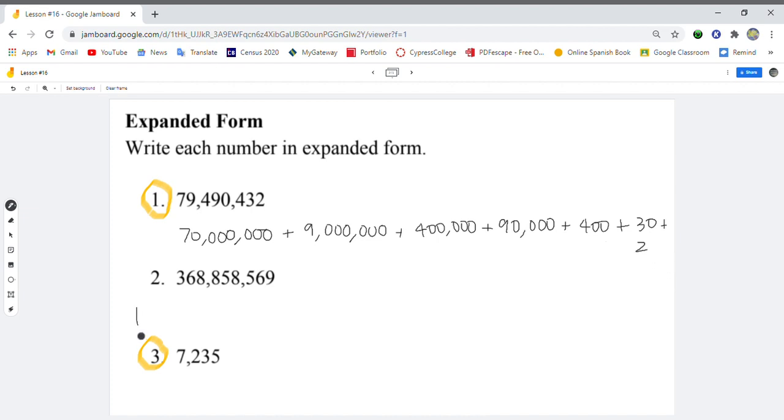We're going to do another example, number 3 over here. And we're going to go from left to right, just like we did in number 1. So if you see number 7 over here, it's in the thousands place, so 7 times 1,000, which is 7,000, plus 2, which is in the hundreds place, so 2 times 100, which is 200. And then 3, which is in the tens place, so 30. And 5, ones place, so just 5. And that's basically it in writing expanded form.